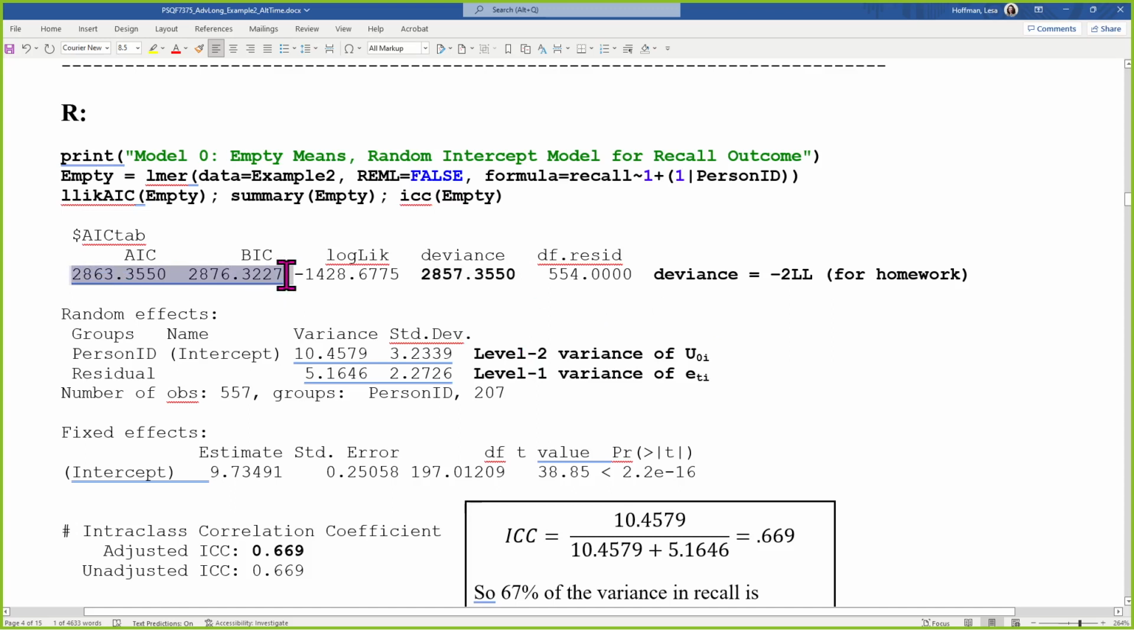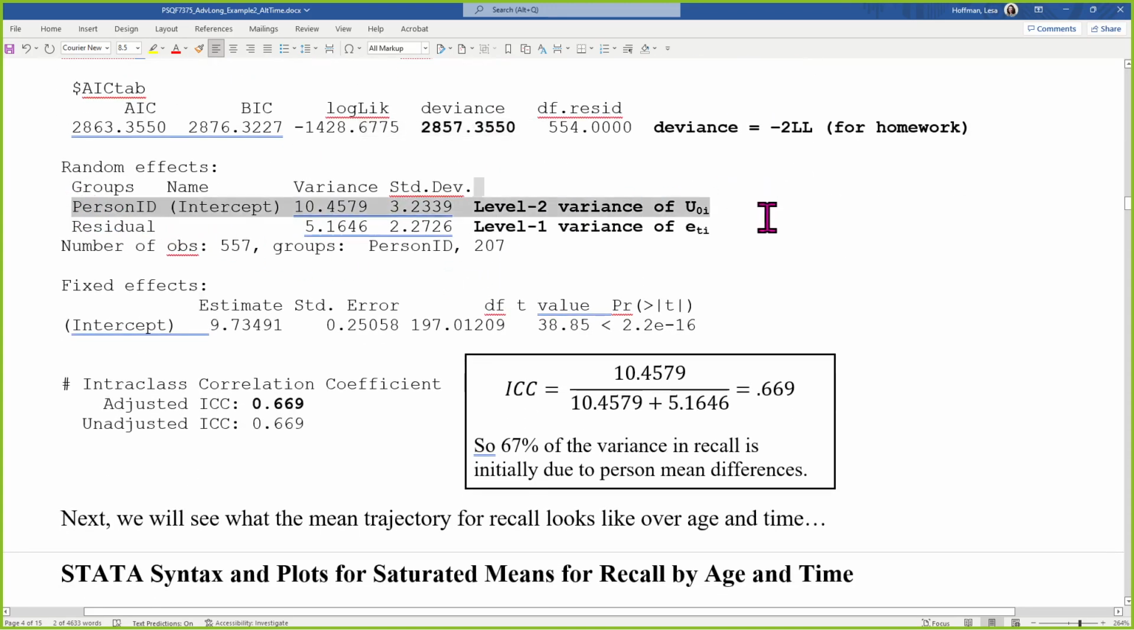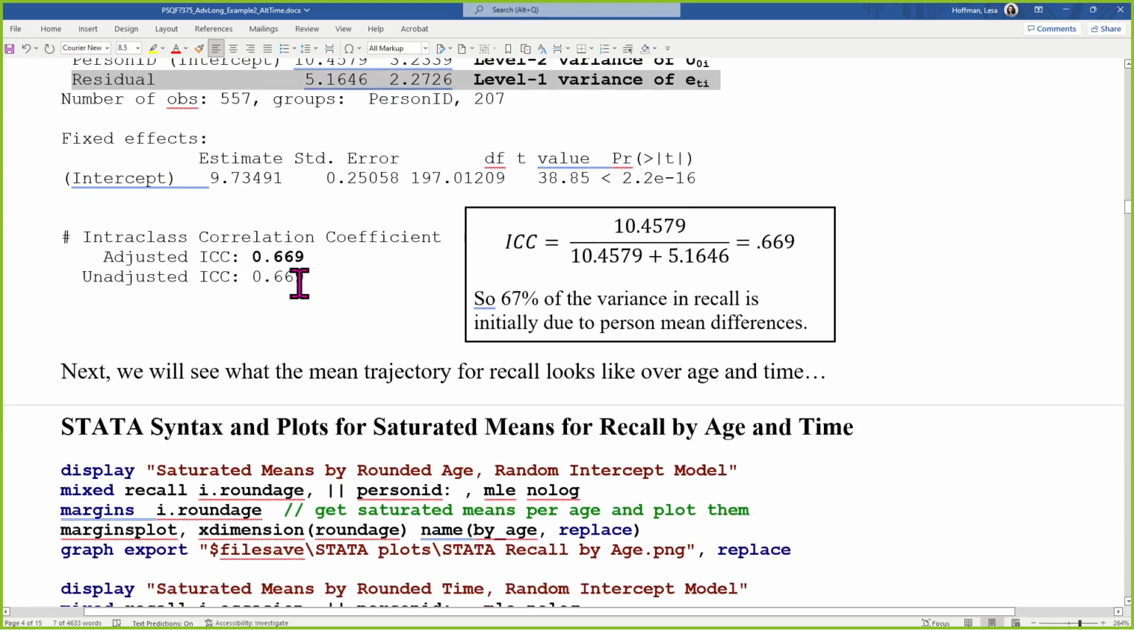So you get AIC, BIC, log likelihood, and then minus 2 times log likelihood is this number called deviance right here. So there's my random intercept variance for recall. Here's my residual variance for recall. My fixed intercept that tells me the average, so the mean of the person means, and then my intraclass correlation.